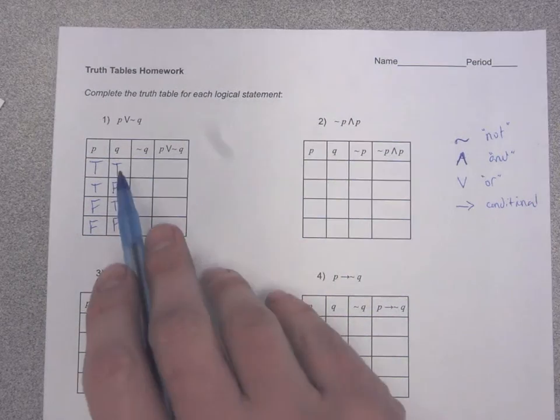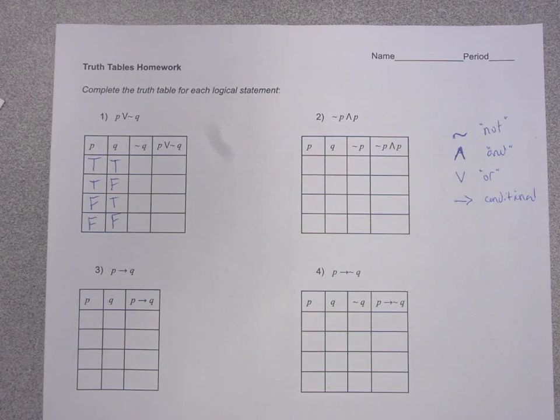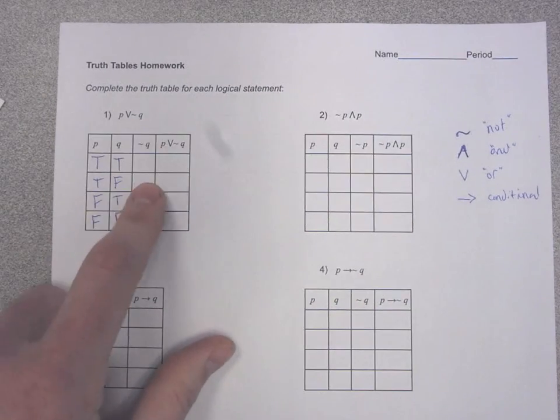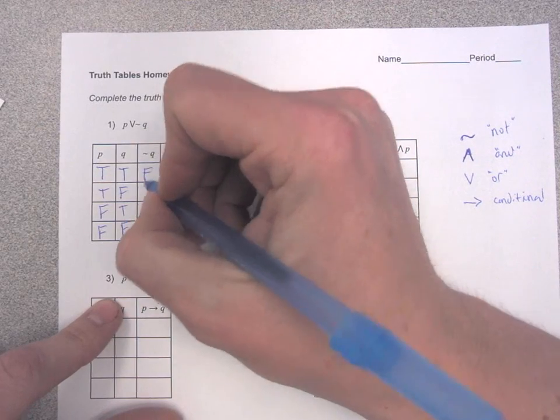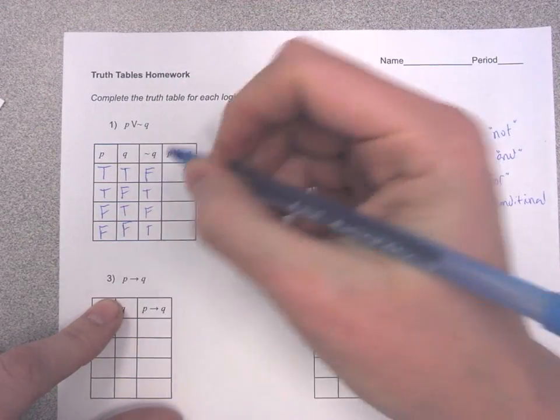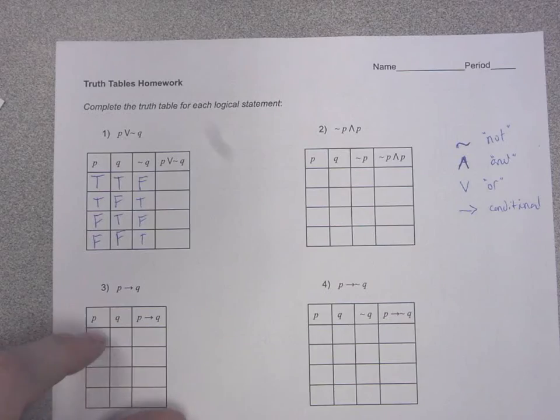Okay, now let's talk about the not, right? The not operator is basically like the opposite of what we have here. So if we have Q, we're going to need not Q. The not Q column is the exact opposite of the Q column. So false, true, just the exact opposite. Okay? Then we have the OR operator.